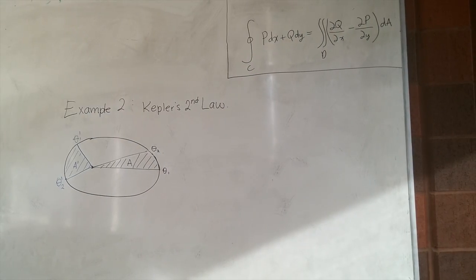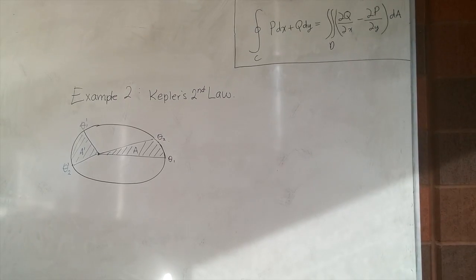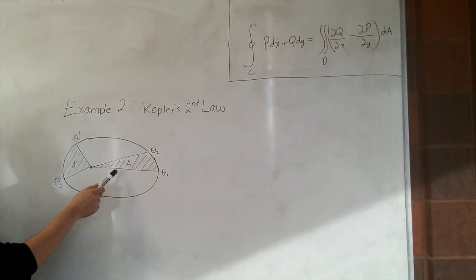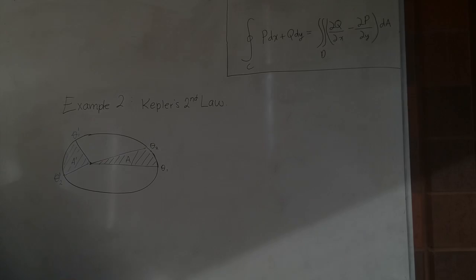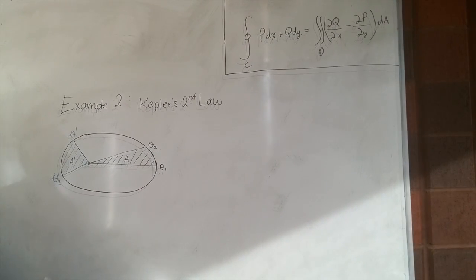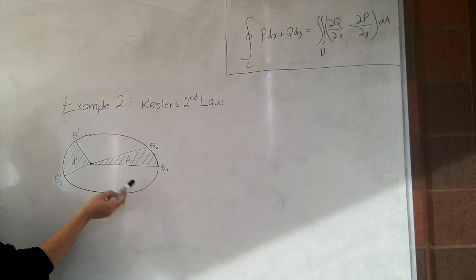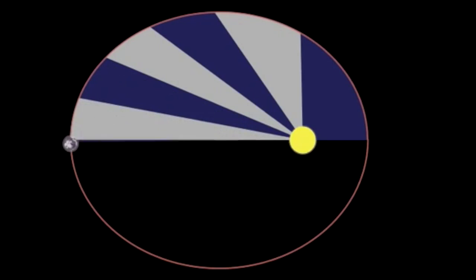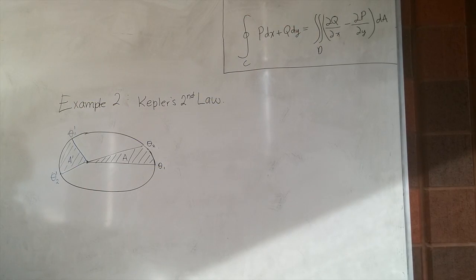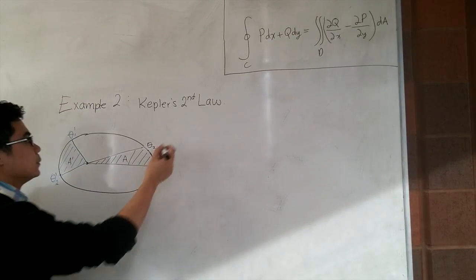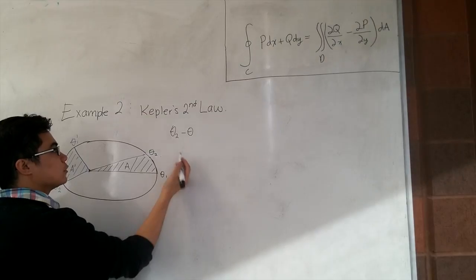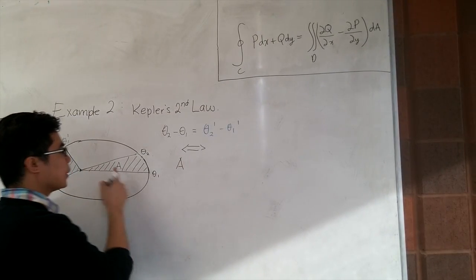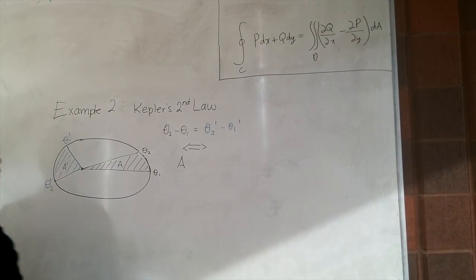Another interesting application of Green's theorem is applied to Kepler's second law of planetary motion. The second law basically states the area swept by a planet in orbit along a time interval, a change in theta, remains constant if we travel along that same interval. So we can write this down mathematically by saying, for a time interval theta, the area swept remains constant.